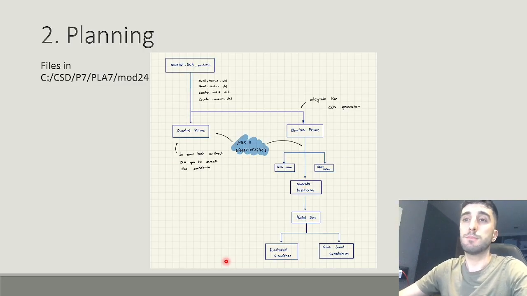So now in the planning, here we can see the folder where all my files are. Here I have the 4 files that I'm going to use because it's a hierarchical structure, and then I'm going to integrate the CLK generator files. Okay, so in Quartus Prime I'm going to generate the RTL view and the test bench, and then in ModelSim I'm going to generate the functional simulation and the gate level simulation to see all the delays.